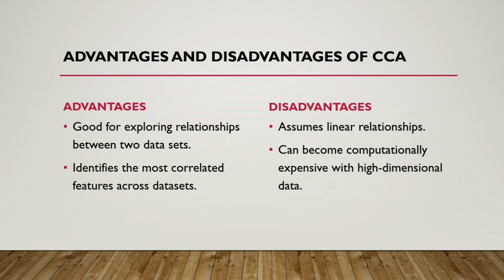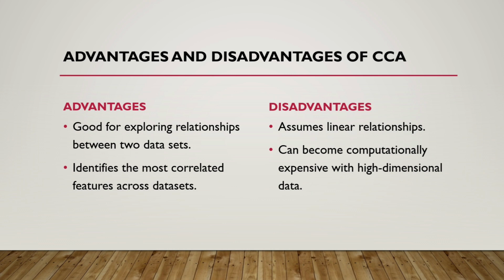Here are some of the strengths and limitations of CCA. Advantages: CCA helps identify the most correlated features across two datasets. It is particularly useful when working with multimodal datasets where different variables come from different sources. Examples are text and images.